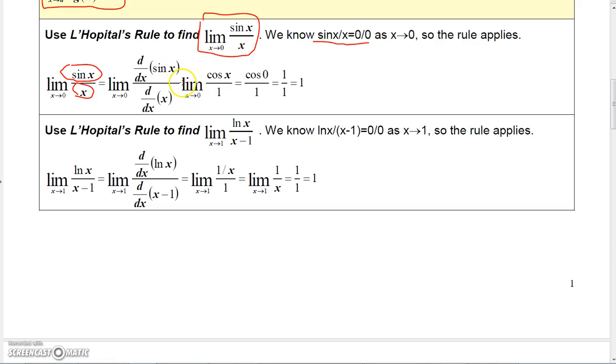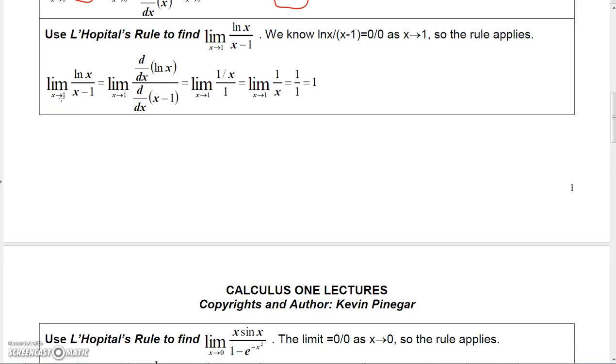So now the limit of this function is equal to cosine 0 over 1, which is just 1 over 1, which is 1. Now you might remember we actually proved this limit earlier using the squeeze theorem. So that's just another way to show that limit.